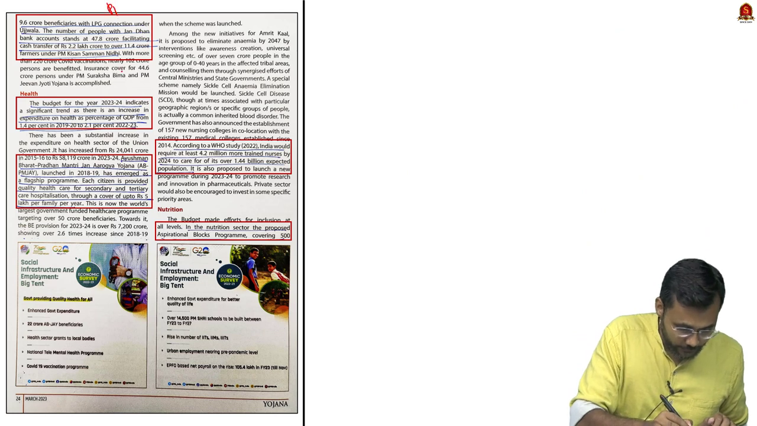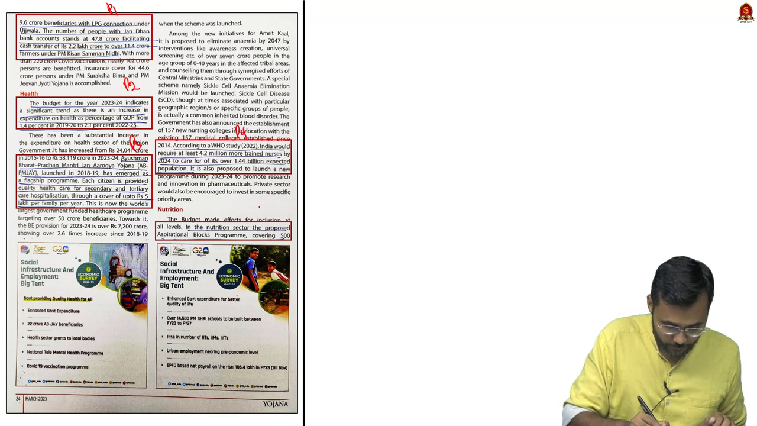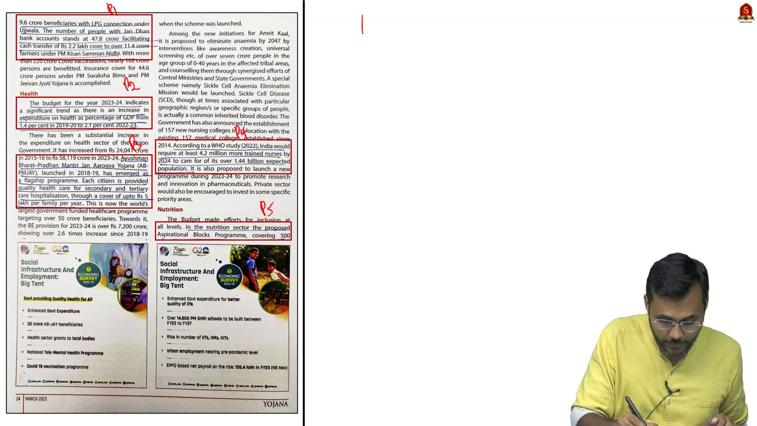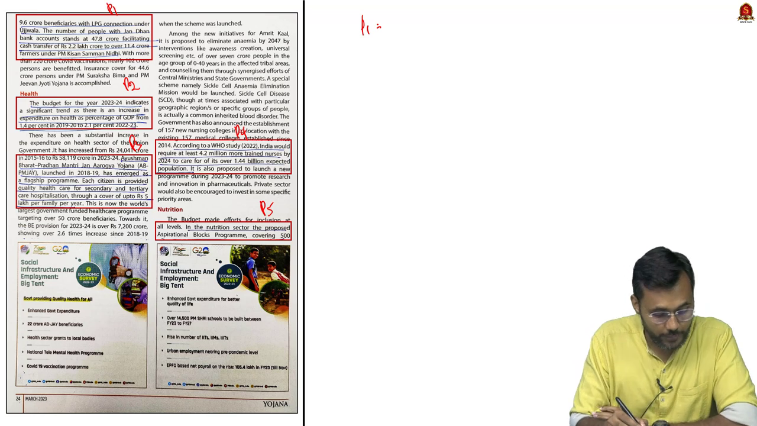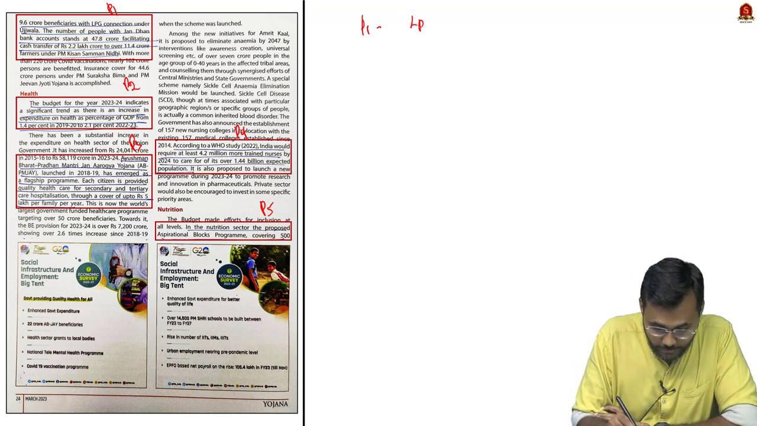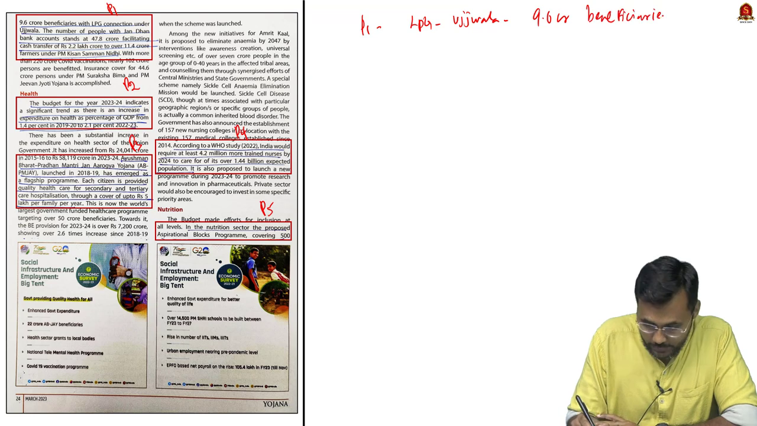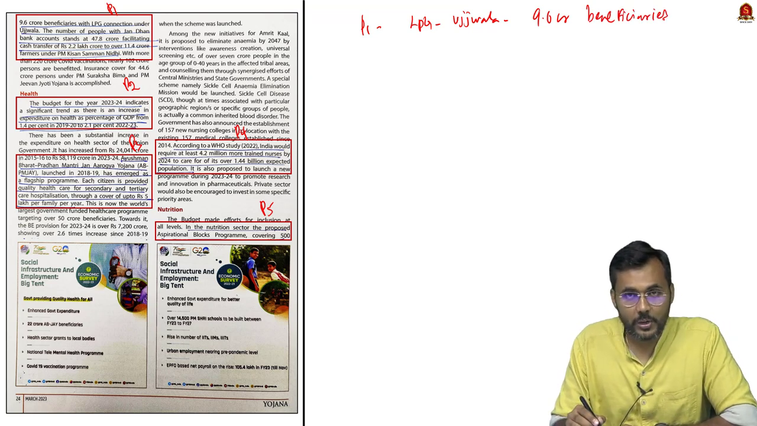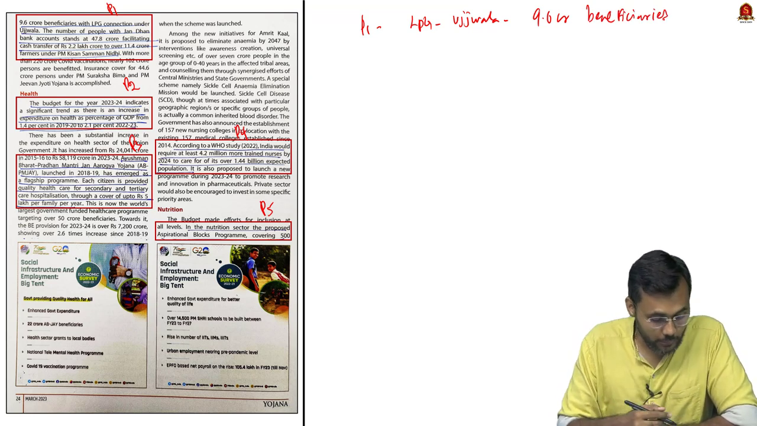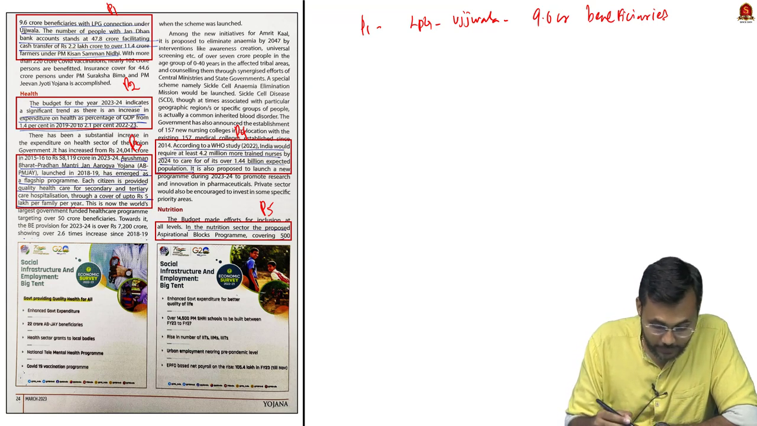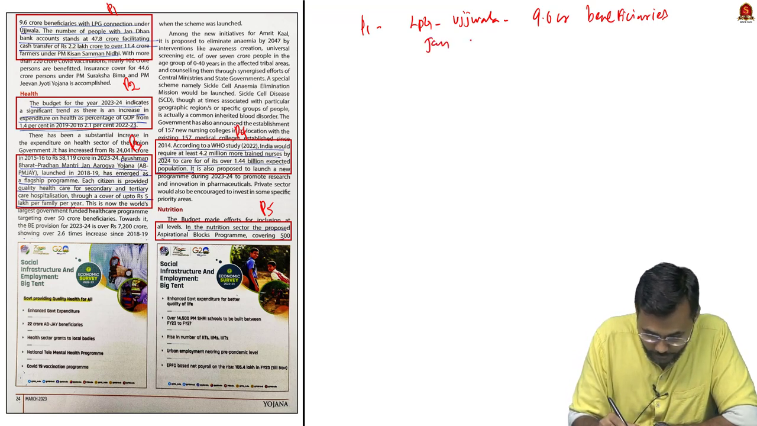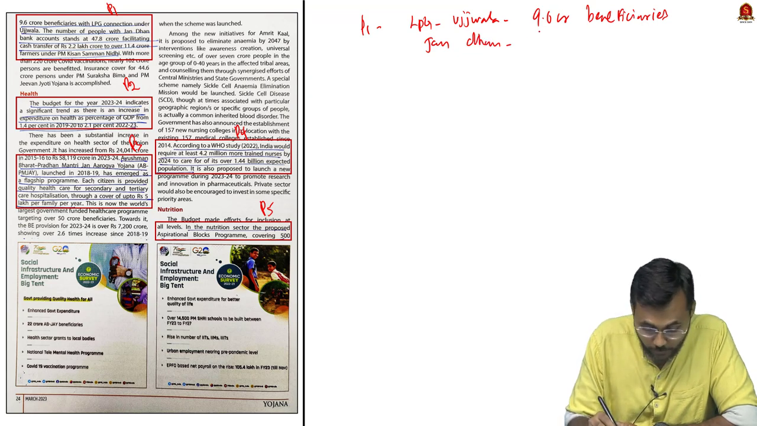It's paragraph 1, 2, 3, 4, 5. So in paragraph 1, some of the other data are given here. For example, under the LPG connections, under the Ujwala scheme, 9.6 crore beneficiaries are there by giving LPG connections. And under the Jan Dhan Yojana, that is opening bank accounts, right now around 47 crore people have opened bank accounts.